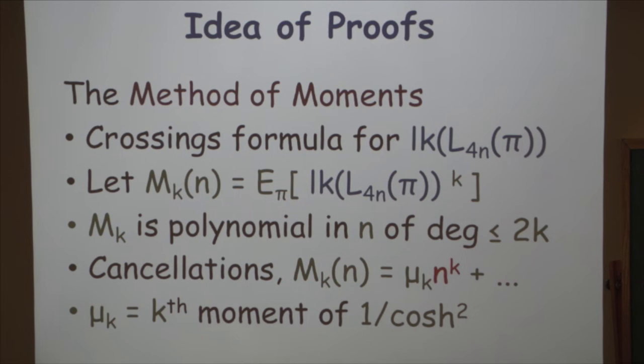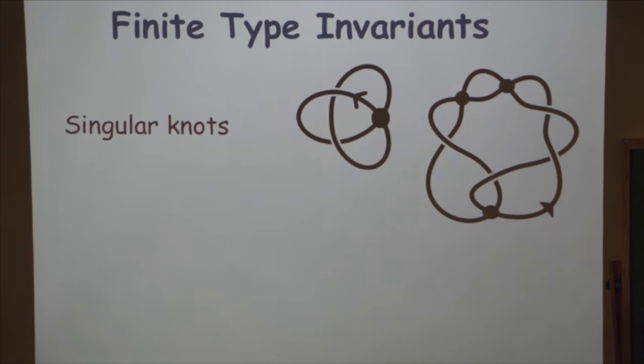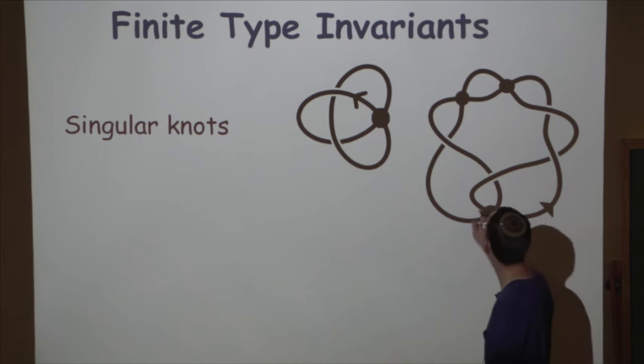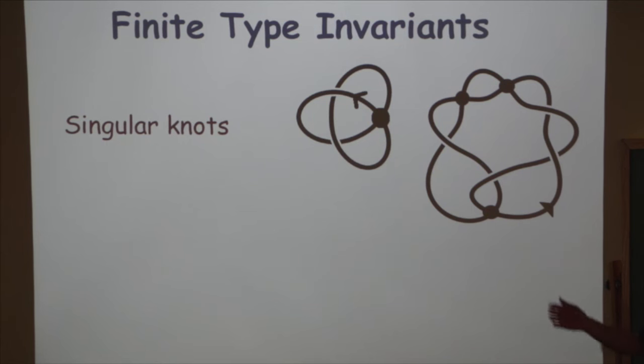Okay. So that's for the linking number, and now let's see what we can find for other invariants. An important class of invariants is called the finite type invariants. So we'll define that class of invariants, and then we'll see. Okay, so now we are back to one-component knots. Let's define a singular knot. For a regular knot, we don't allow double points. Let's say we do allow one double point or a finite number of double points. In this case, we get something that is called a singular knot.